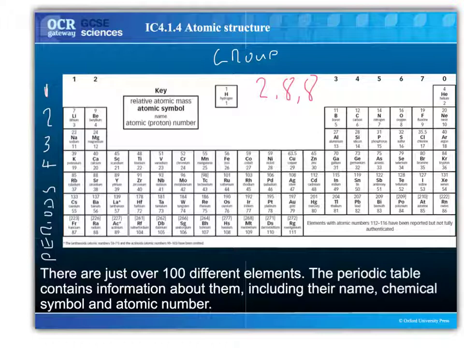If you wanted to use this to, say, for example, figure out the electron structure of silicon, you would know that silicon would have 3 shells and it would have 4 in its outer shell. So its outer shell would have 4, and because its outer shell's got 4, its inner 2 shells must have 2 and 8. That concludes my first revision video for C4.